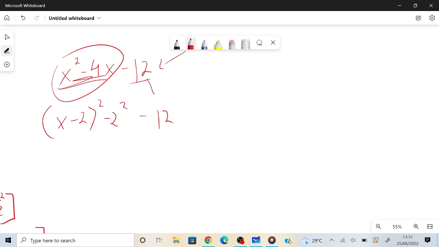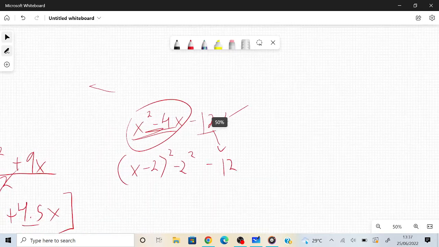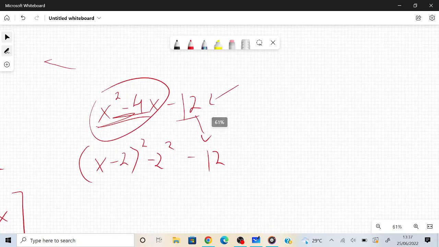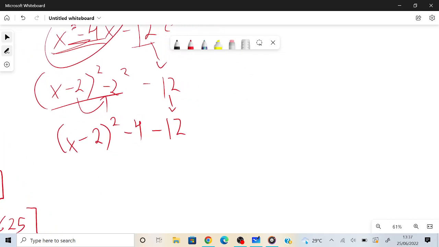What I did, I just brought the minus 12 down as it is. For x squared minus 4x, completing the square, minus 4 divided by 2 is minus 2. Take that minus 2 outside as well, and x loses its power because it combines with minus 2, and all of that gets squared. Simplifying this part over here, we have x minus 2 squared minus 4 minus 12. Again, I just brought down 12 as it is from the beginning. And simplifying this even further, we would now have x minus 2 squared minus 16, and that is your final answer.